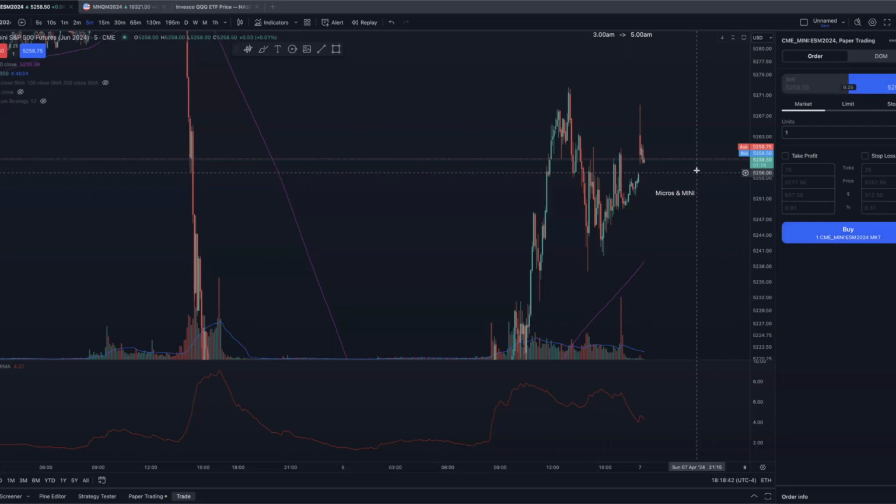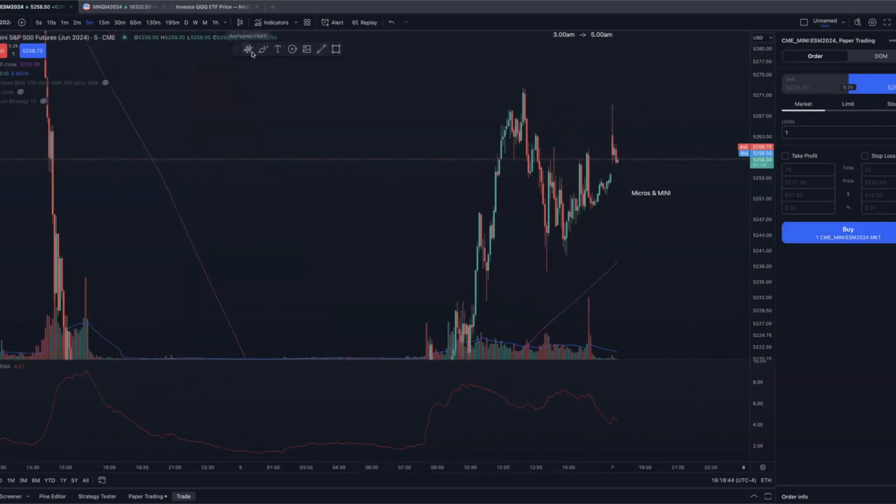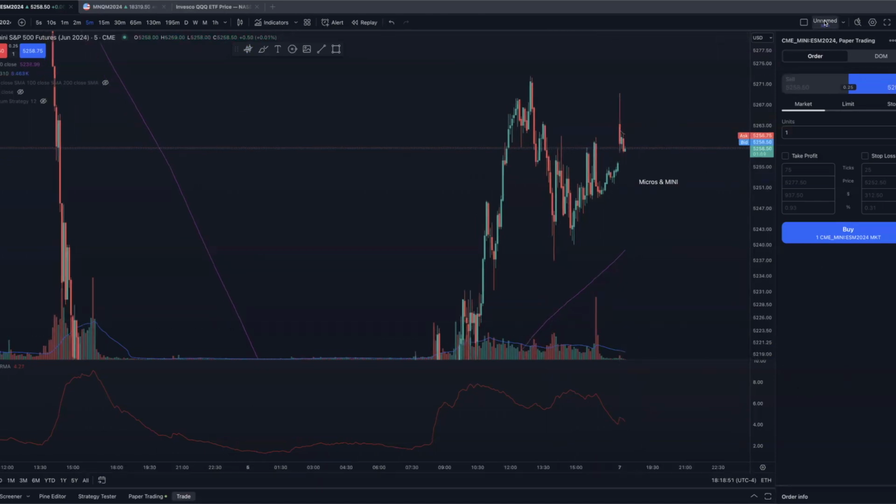So right now, you can clearly see you can just put in one contract and let's see how these contracts move. Let me just anchor the VWAP to this opening print so you can see in real time how these contracts move. So let's buy one contract, no stop losses, nothing.